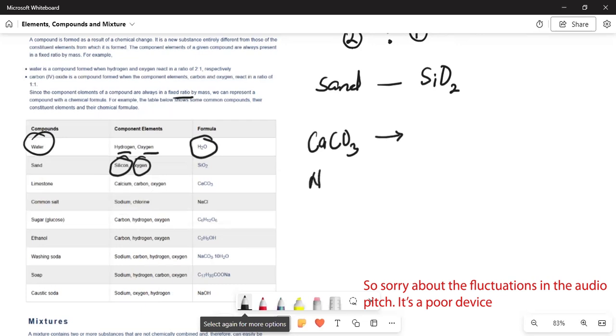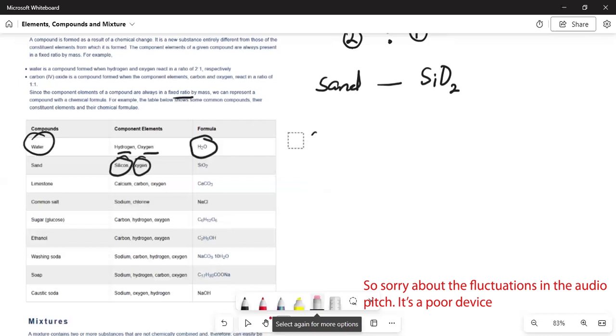And the chemical formula for common salt or table salt is NaCl. That is Na for sodium, Cl for chlorine. And another example is sugar. Now, when we say sugar in chemistry, you know, that sweetener that we use to sweeten our tea or our curry or whatever, that is just an example of sugar.